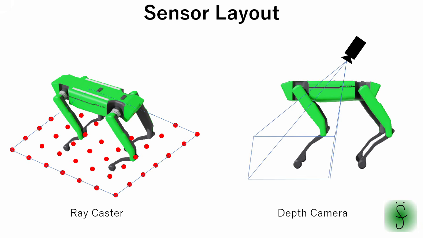So, instead of using raycaster, we will attach a depth camera to the back of the robot and use a depth image obtained from the camera. But we will not use the image itself. We will sample points from it and use them as an observation. Now, let's see the code.